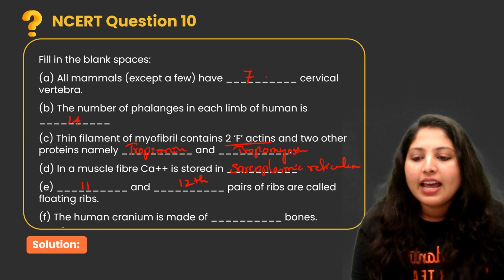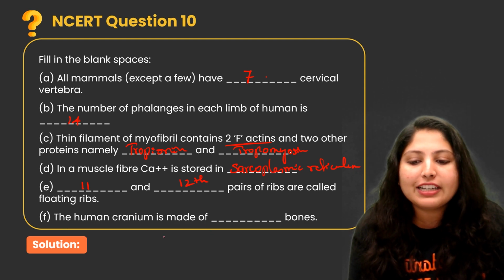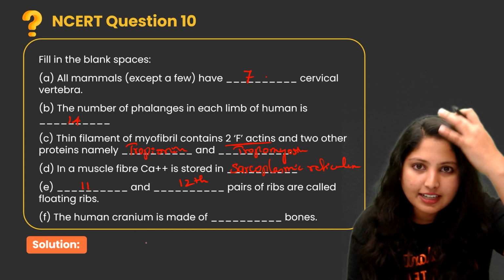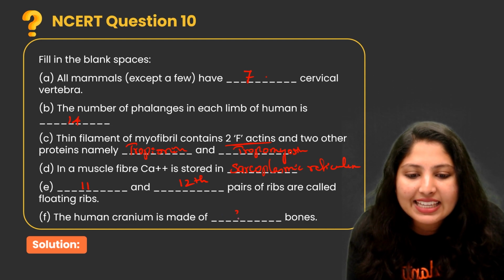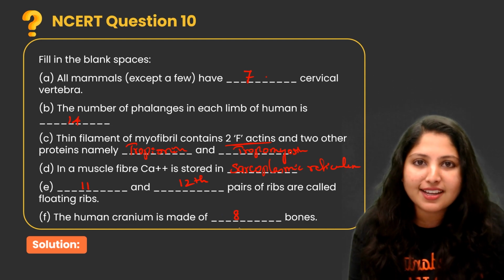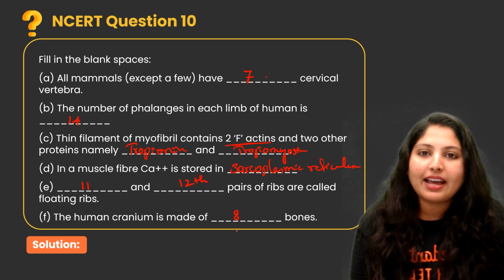Okay, next one. The human cranium, or head, is made up of how many bones? That is 8 bones. 8 bones are present. So this is about the chapter called Locomotion and Movement.